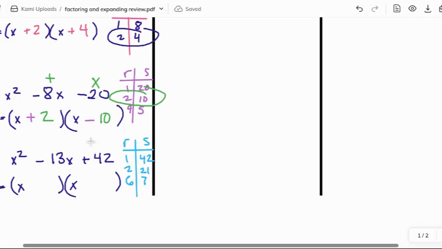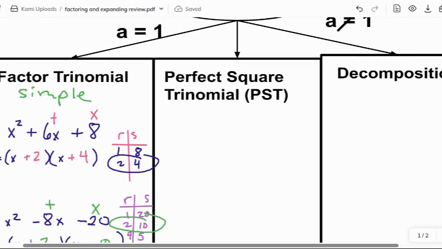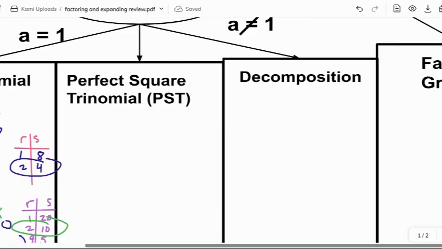Now, in order to get a positive product, I could get positive times positive or negative times negative. And in this case, it has to be negative times negative because of that middle term. We get this? Isn't it easy, folks? Like a one-stepper, it's beautiful. All right, so let's go to decomposition first.